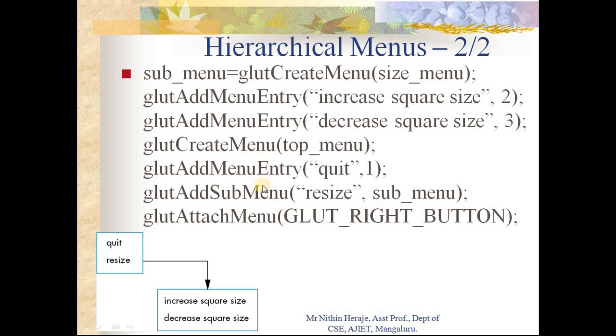So under that you have two options to add. One is quit with ID 1. The second one, here you have to concentrate. This gives you the name, that is resize. This name is given here, resize, and this is a submenu. This is nothing but the parameter, because already you have one more menu, so that parameter is this. So when you come over this resize option, you will get the other two options. Okay, and here you have attach menu. When you click the right button of the mouse, this menu will be attached.